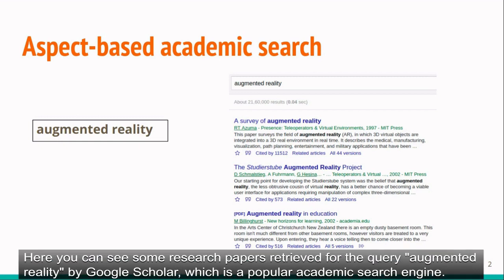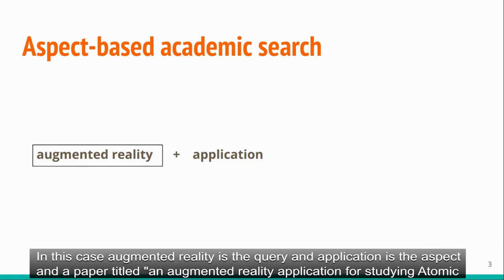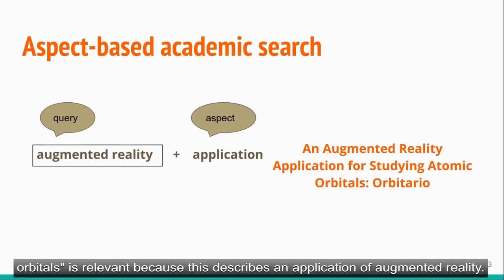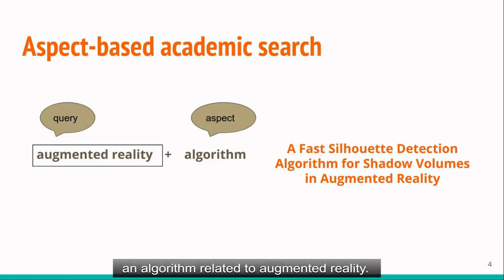Here you can see some research papers retrieved for the query Augmented Reality by Google Scholar, which is a popular academic search engine. Consider the case when the user wants to retrieve papers that are applications of augmented reality. In this case, augmented reality is the query and application is the aspect. And a paper titled An Augmented Reality Application for Studying Atomic Orbitals is relevant because this describes an application of augmented reality. If the aspect changes to algorithm, then A Fast Select Detection Algorithm for Shadow Volumes would be relevant because this describes an algorithm related to augmented reality.